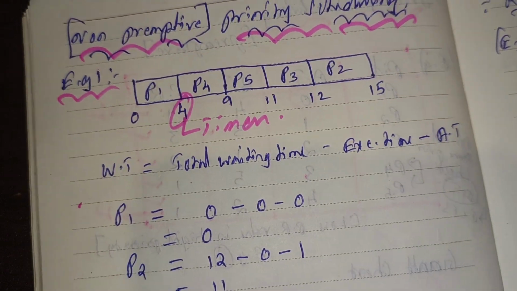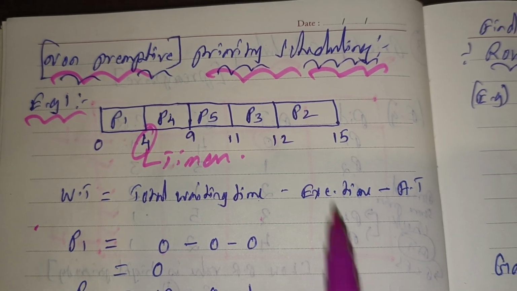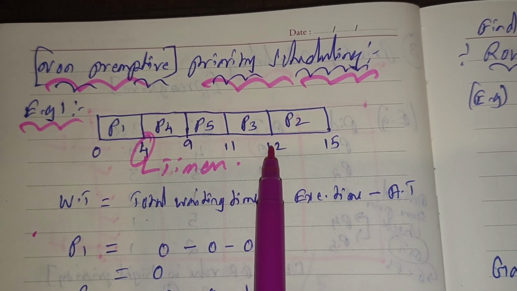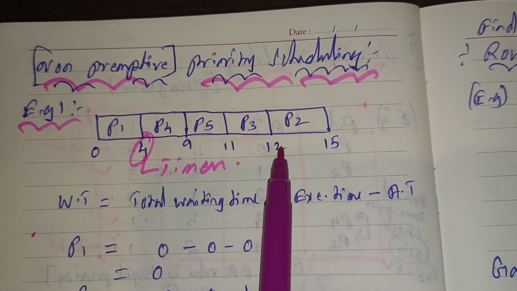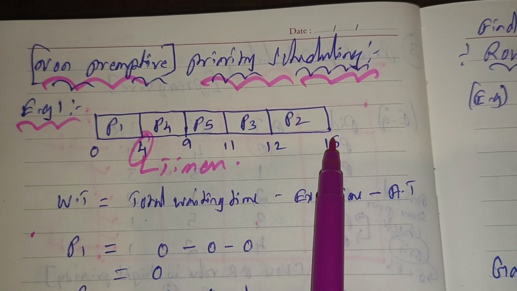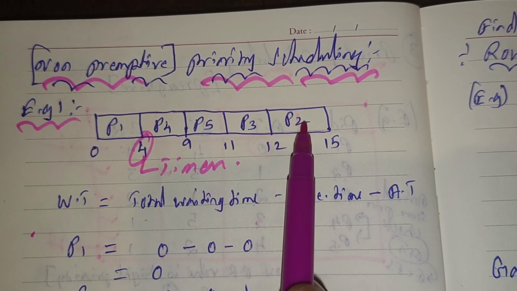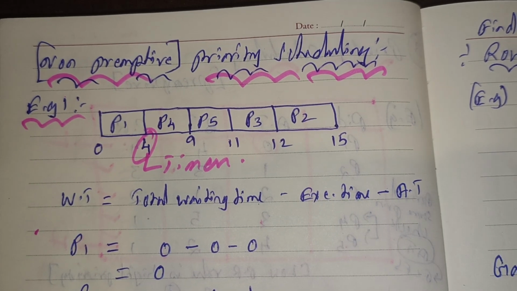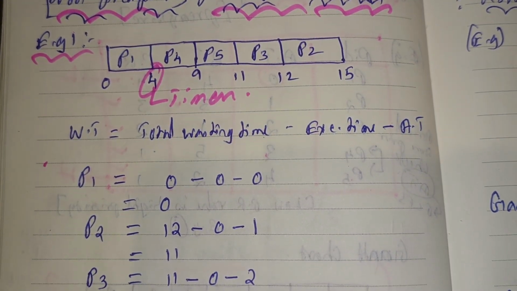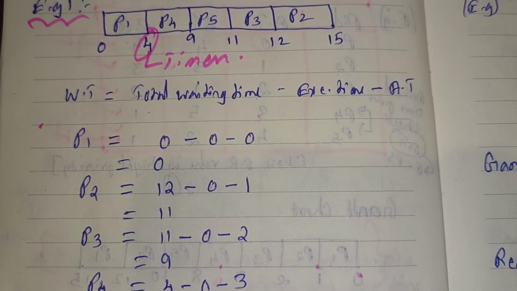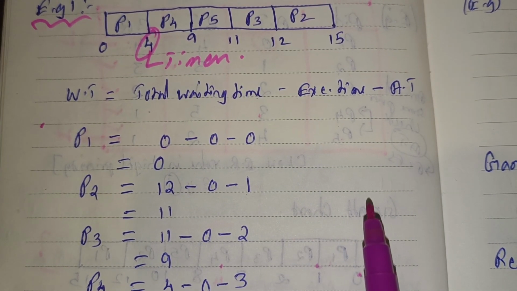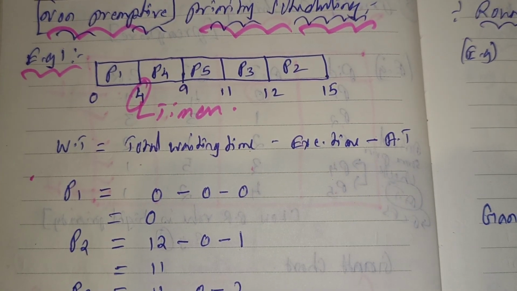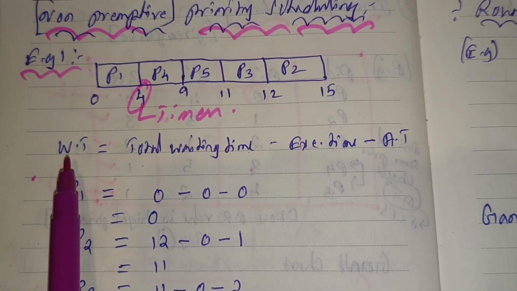So you can check it here. Process 3 burst time is only 1, starts at 11 and ends exactly at 12. And finally P2, which has a burst time of 3 and starts exactly from 12, plus 3, so it executes till 15. So this is how the Gantt chart has been made for non-preemptive priority scheduling.